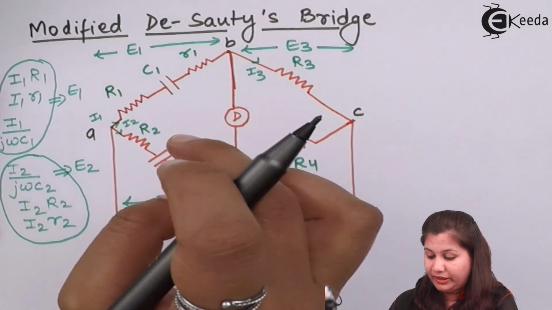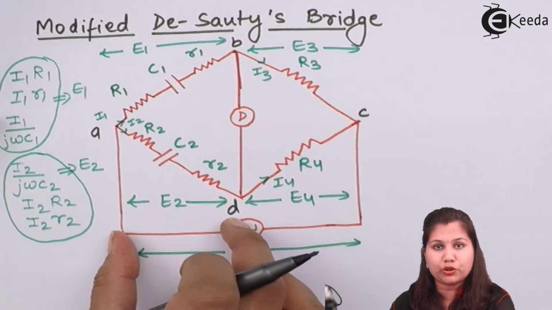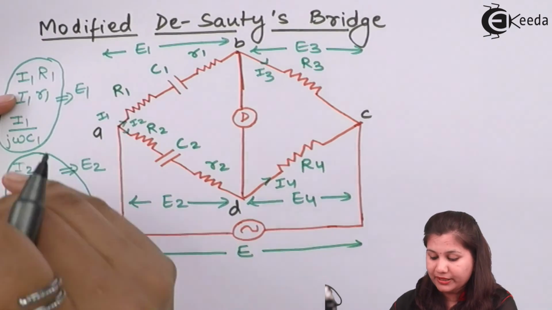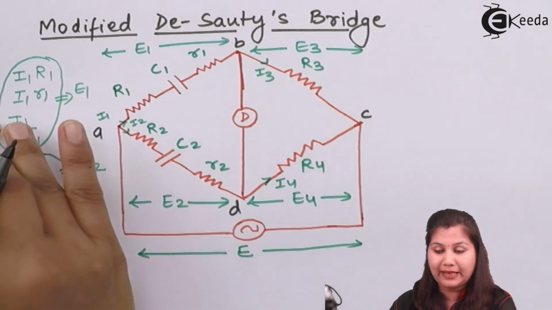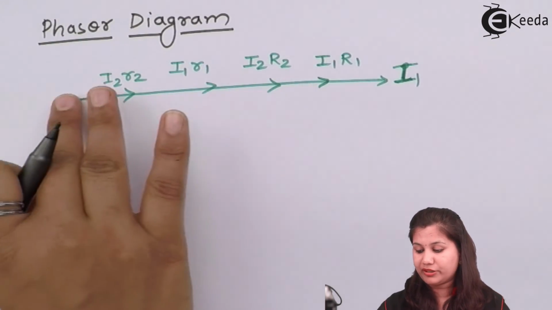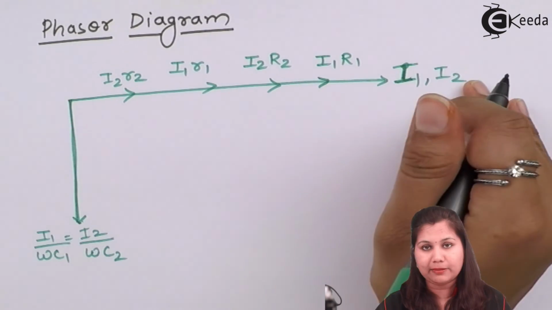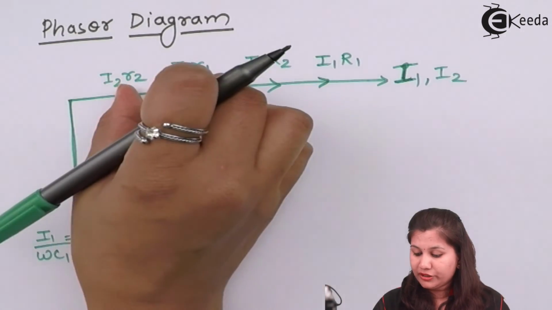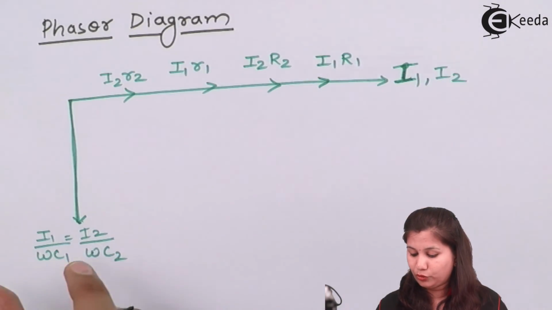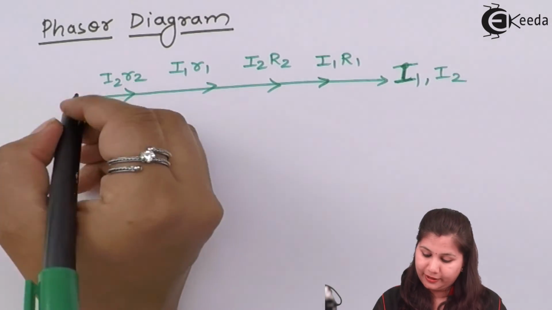So when we say that the bridge is balanced, it means the voltage drop E1 will be equal to E2. So here E1 is this and E2 is this. So their resistive parts will be equal and their capacitive parts will also be equal. So capacitive part we have drawn here and resistive part is drawn here. So I1 and I2 are drawn on the same line, and the voltages across the resistance and the currents are in the same phase, and the voltage across the capacitor is lagging behind the current by 90 degrees.